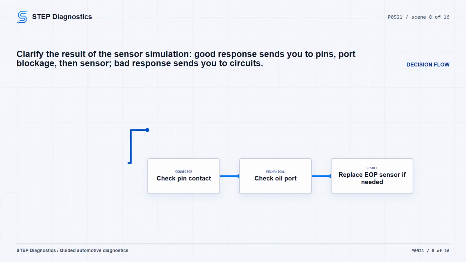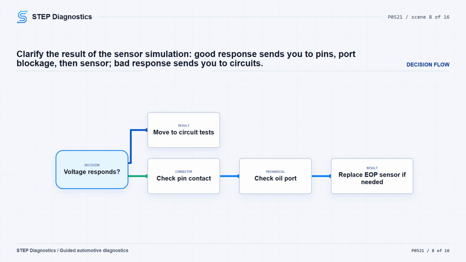If the voltage responds within that specification, verify good pin-to-terminal contact at the sensor and PCM connectors. Then remove the EOP sensor and make sure the oil passage or port is not blocked. If connector contact and the oil passage check good, replace the EOP sensor. Then verify the repair and confirm the code stays gone. If the voltage does not respond within specification, remove the jumper and continue to circuit testing.